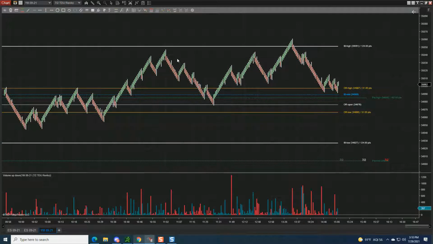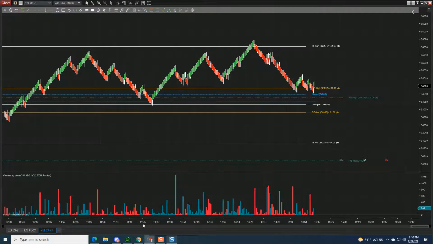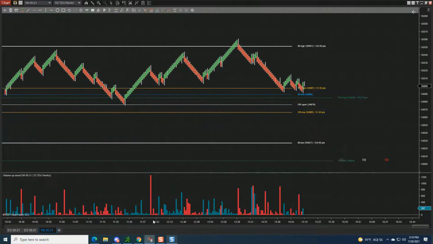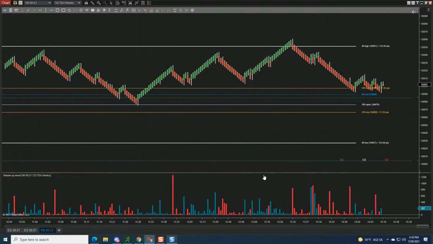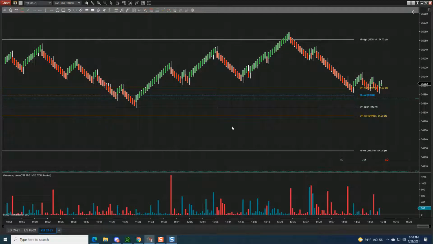Okay, so that said, again, I don't want to digress into too much here because I could go for hours on this. Additionally, down here I have the up-down volume, which I have on here just because Renko does such a nice job of showcasing where the volume comes in. Because there's no time component built into the way Renko bricks are formed, the high volume really stands out.